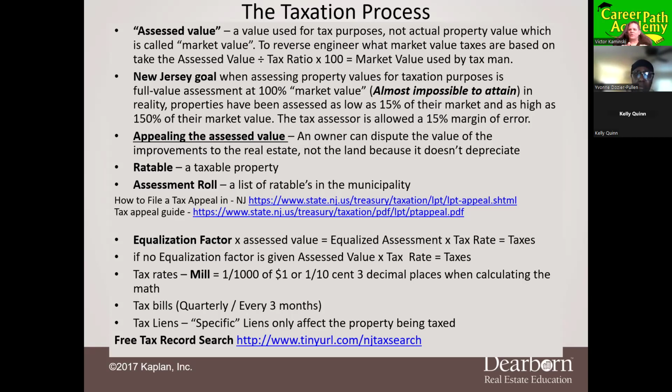Now, check this out. When you appeal your property taxes, you can only appeal the value of the improvement, not the value of the land, because as a general rule, land does not depreciate. And a ratable is a taxable property, and the assessment roll is a list of all the ratables in the municipality.